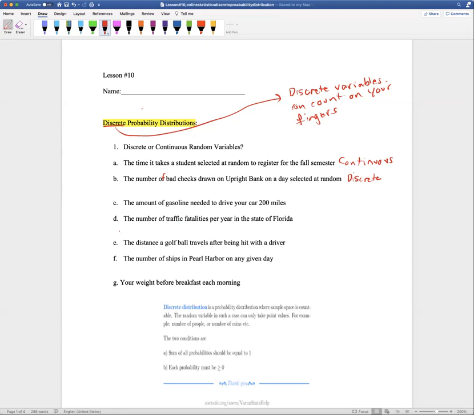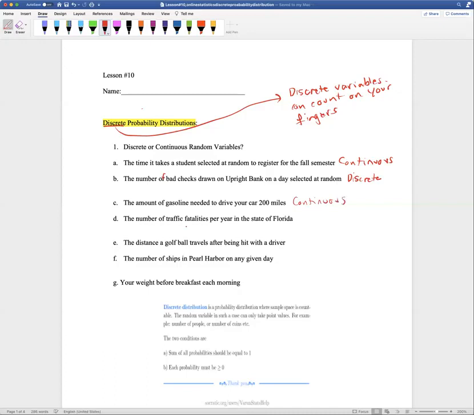Okay, so let's take a look at C and D. The amount of gasoline needed to drive your car 200 miles, the number of traffic fatalities per year in the state of Florida. Well, the amount of gasoline needed to drive your car 200 miles, remember when we talk about the amount of gasoline, that's something that we need to measure, right? We need to measure how much it is in terms of gallons. We normally have a pump that will do that for us when we're filling up our car. So that's an example of a continuous variable.